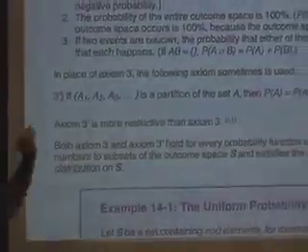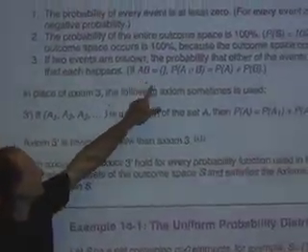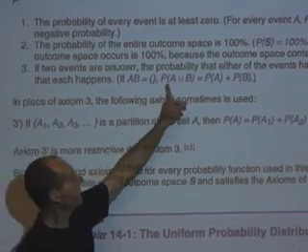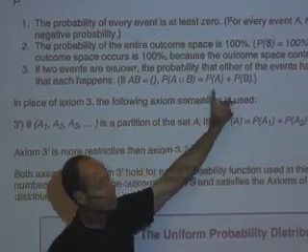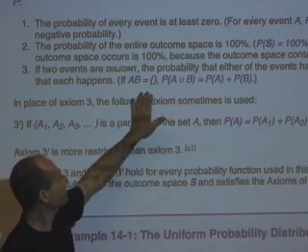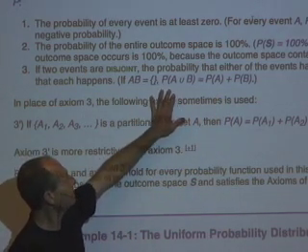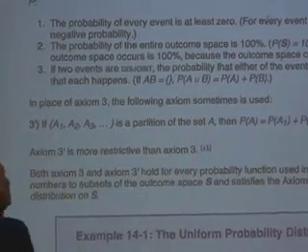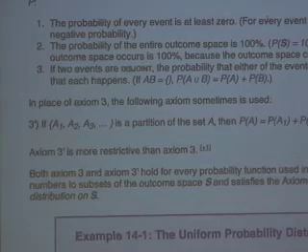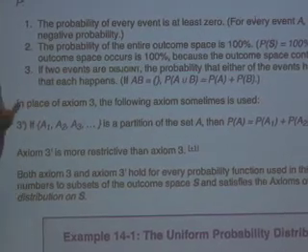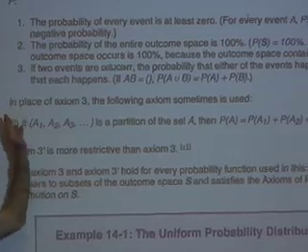And then the third axiom of probability is that if I have two events that are disjoint, meaning the intersection of those events is empty, then the chance that either of them occurs is the sum of the chances that they each occur. So if A and B are disjoint, then the probability of the union of A and B is the probability of A plus the probability of B.